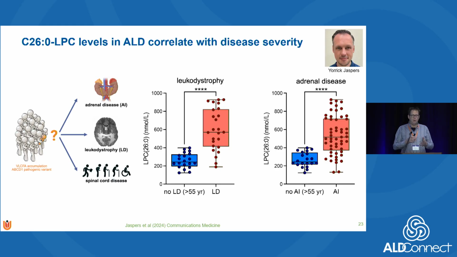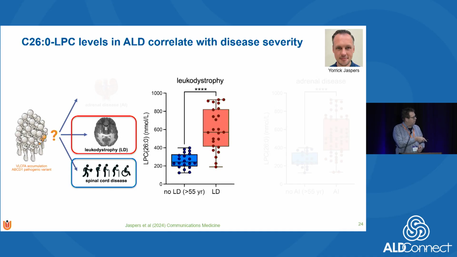Last year, Jorik Jaspers showed data from a study that we did last year, and this is a slide to summarize a part of that large study. What the study shows is that the C26 lyso-PC levels do correlate with disease severity. It's shown on this slide, where again we have the spinal cord disease, the leukodystrophy, and the adrenal disease.